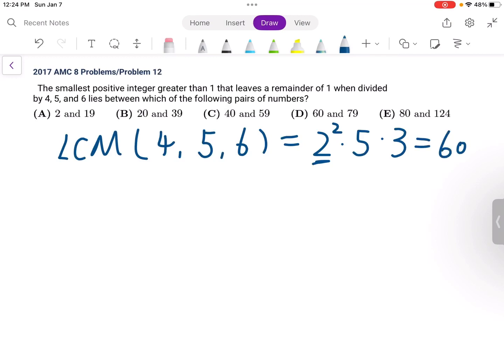And if the integer that is divided by 4, 5, and 6 leaves a remainder of 1, then this integer should be 60 plus 1 equals 61. So it's between 60 and 79.